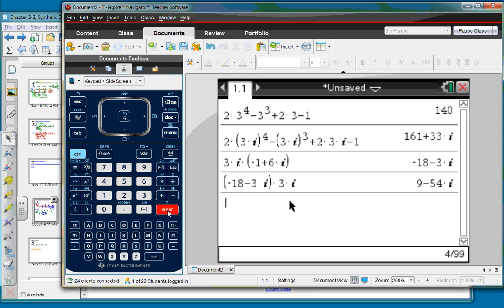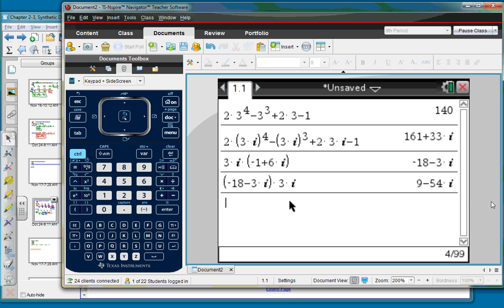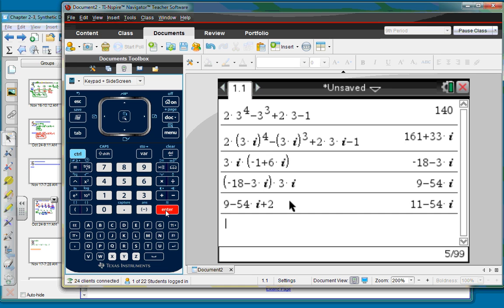Take your answer and multiply it together. Check it. So I have 9 minus 54i. Then go ahead and add 2 and hit enter.